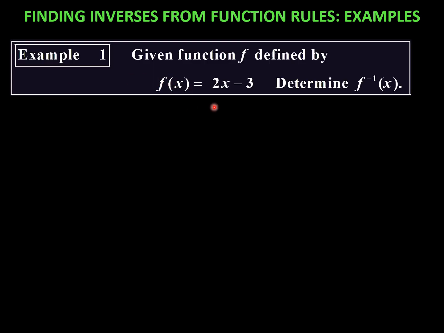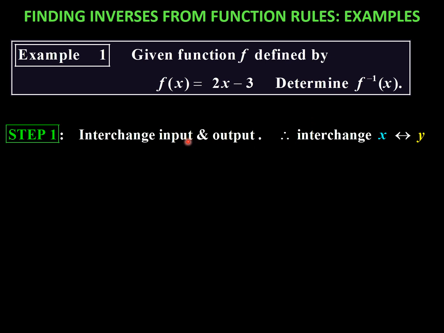In this example here, we have the rule f(x) equal to 2x minus 3, and we want to determine the inverse rule. So let's see, how do we start? First of all, we have to interchange the input and the output value. So the x becomes a y and the y becomes an x. So let's just look at the color coding there. I have x in blue and y in yellow. So we now interchange them. You see the y became an x and the x becomes a y.